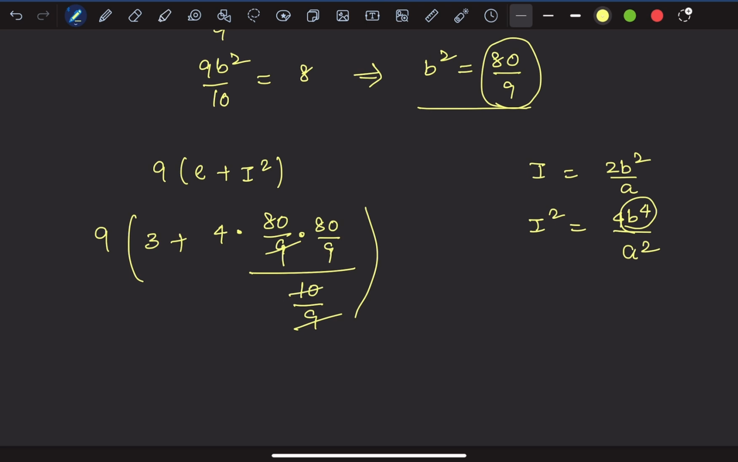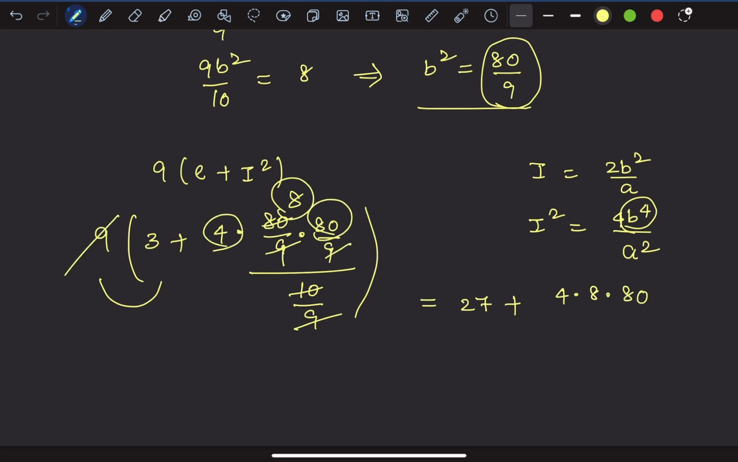Alright, 10 ones, 10 eights. So this will be 9 multiplied by 3 is 27 plus 4 multiplied by 8 multiplied by 80. This 9 and this 9 will get cancelled. So this is 27, 8 8s are 64, 64 times 4 is 256, 2560. So this is 2587. So this will be the answer.